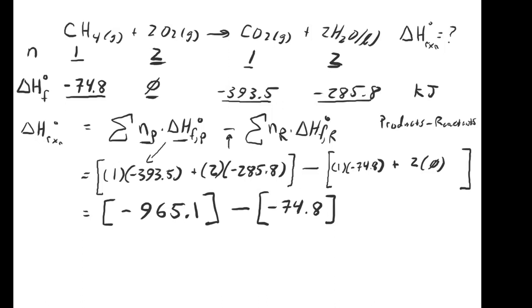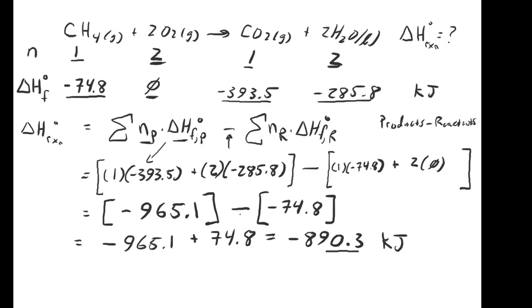So now just be careful when you add these together. A common mistake is to get the signs wrong. So remind yourself, if you subtract a negative number, that's like adding a positive number. So this is really negative 965.1 plus 74.8. Remember, you're subtracting a negative, so that's like adding a positive. So plus 74.8, and you get negative 890.3. And just to remind you, the units are kilojoules. Okay. And there you go. So that's how you use this equation.